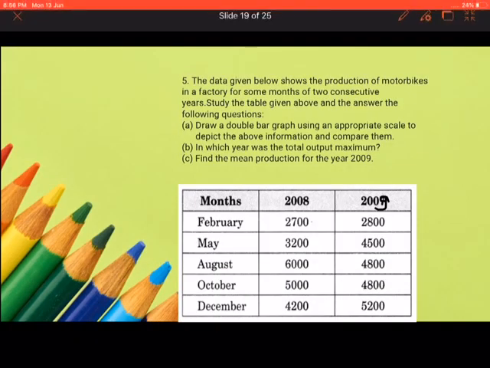Now next question is, I think that's the last question for today. So the data given below shows the production of motorbikes in a factory for some months for consecutive years. Study the table given above and below and answer the following question. So सबसे पहले draw a double bar graph using an appropriate scale to depict the above information.